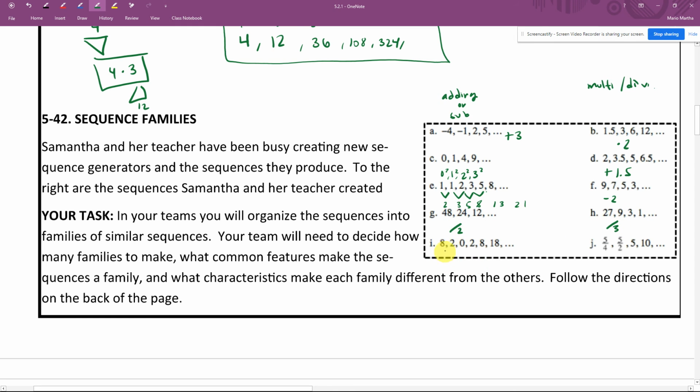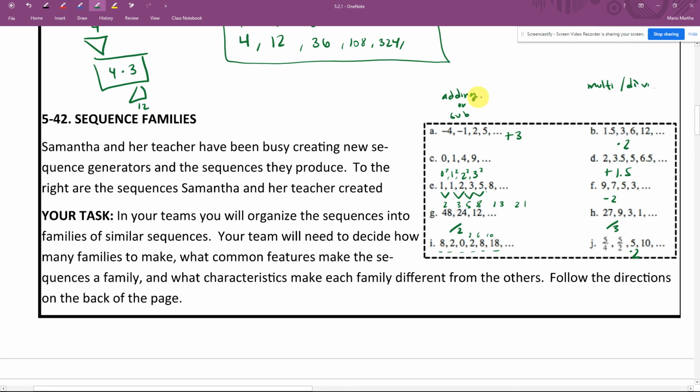For the next one, we have 8, 2, 0, 2, 8, 18. This one's a little bit different, because if you notice, here we subtracted 6, and then we subtracted 2, then we added 2, and then we added 6, and then it seems like we're going to add 10. So 2, 6, 10, and so forth. So this is neither, I would say. And then for this one, we keep multiplying everything by 2.